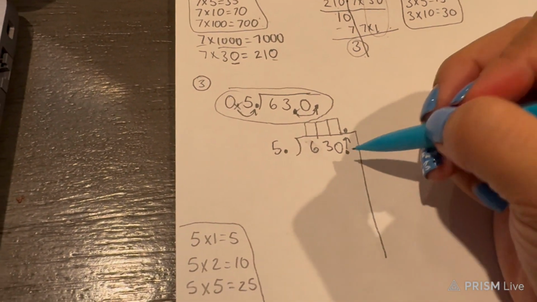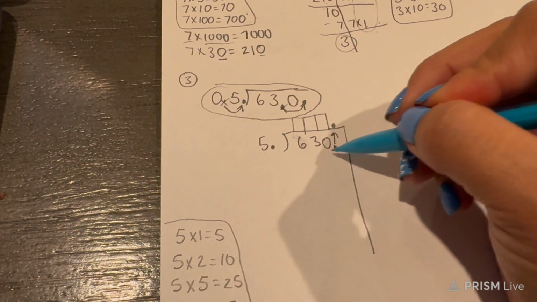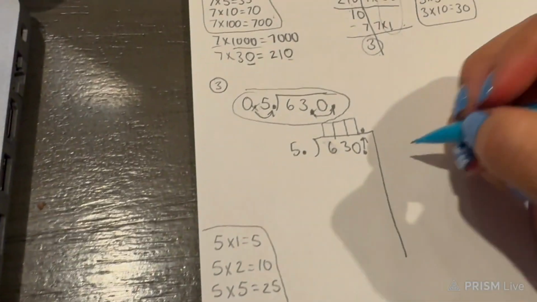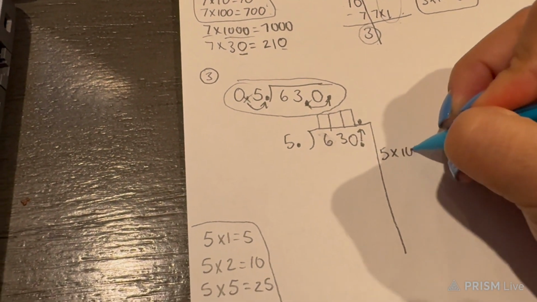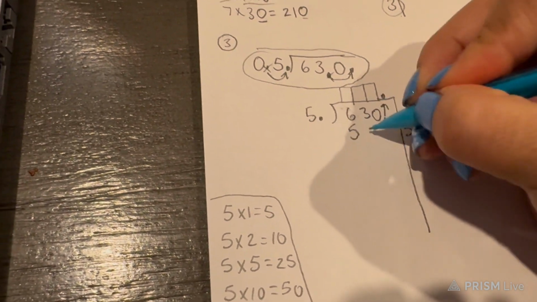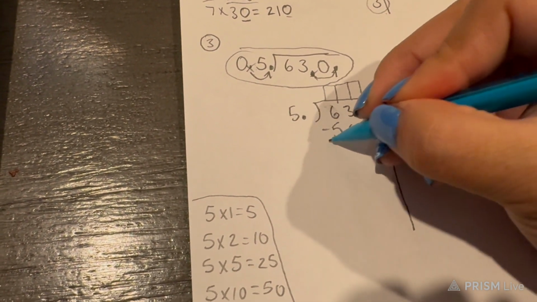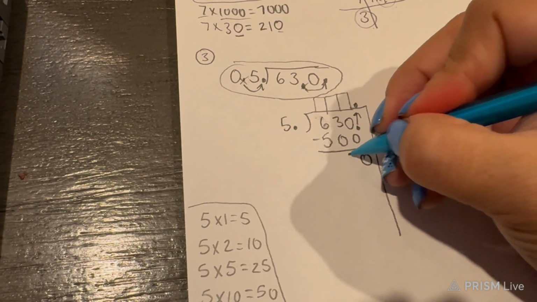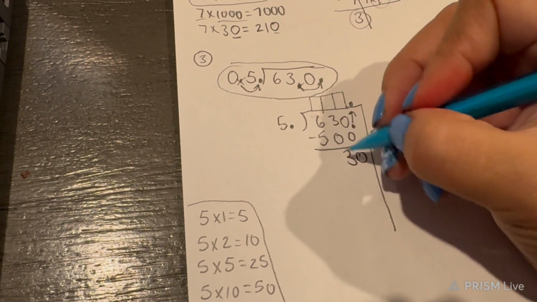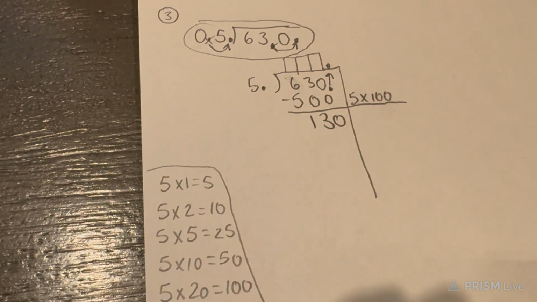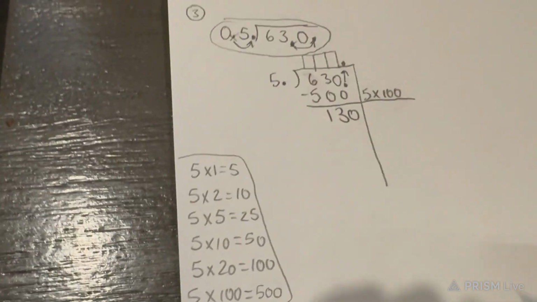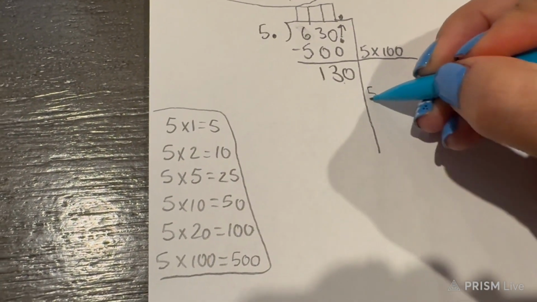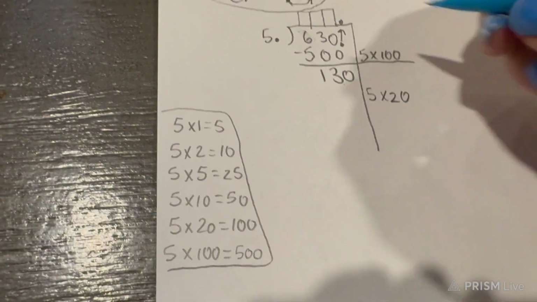Okay, and now I have to find out what number is closest to 630. And I did do 5 times 100. We know that 5 times 100 equals 500. 0 minus 0 is 0. 3 minus 0 is 3. 6 minus 5 is 1. And then I look at my easy multiples. What number is closest to 130? That would be 100. So that would be 5 times 20 equals 100.